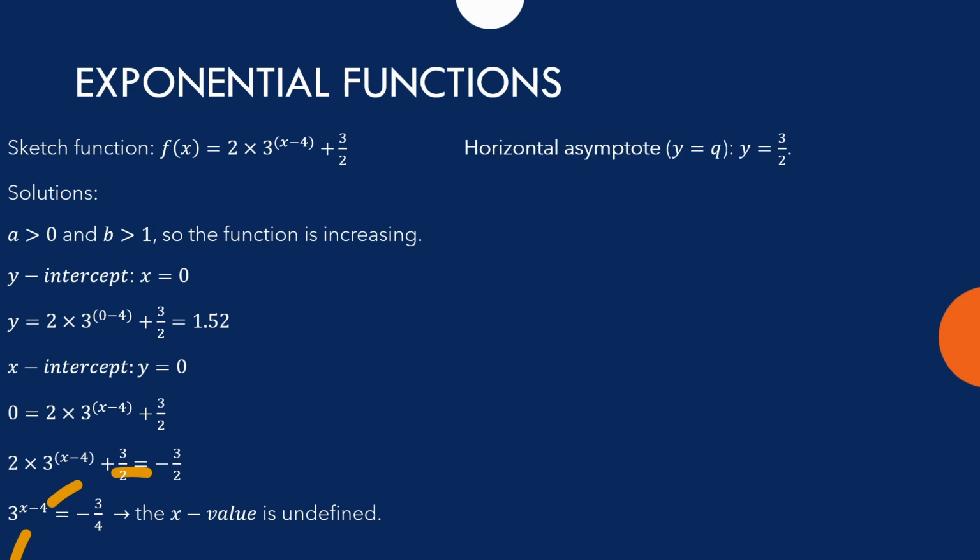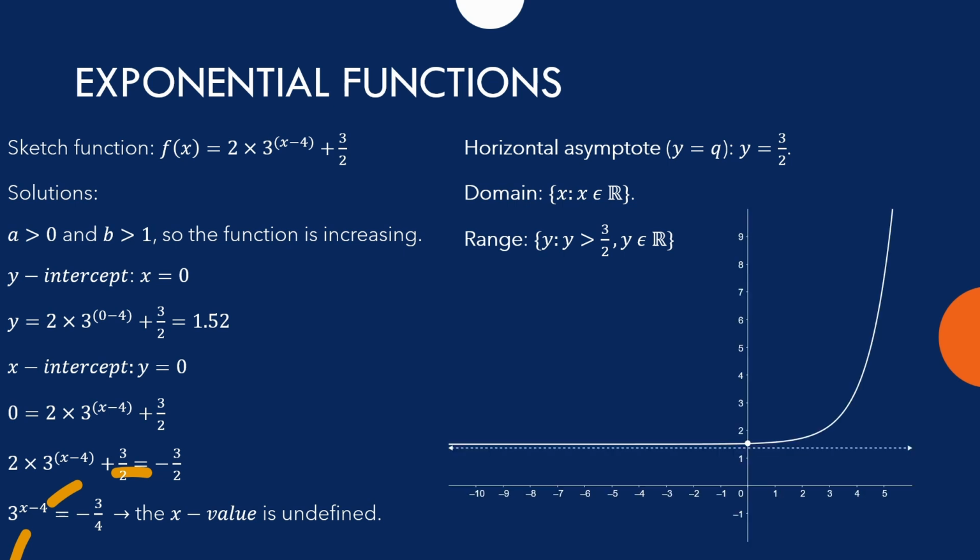And next we can go on to finding the asymptote of the graph. That is the line defined by y equals q, and hence y equals 3 over 2. And I know that my domain will be x is an element of real numbers, and the range is defined by, if y is greater than 3 over 2, then y is an element of real numbers. That is, y is greater than the asymptote. And hence my graph will be as follows.